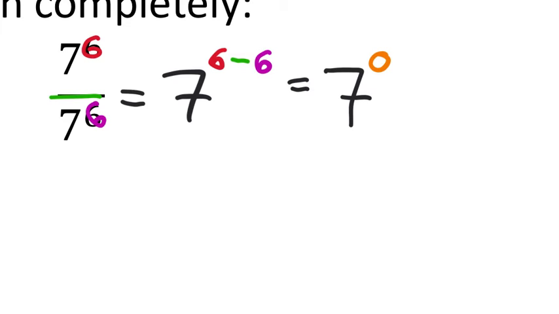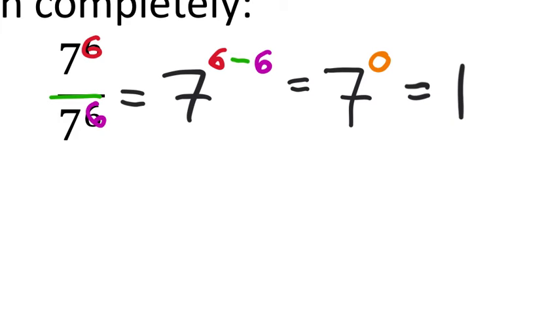Yeah. Look back here in the beginning. This is 7 to the power of 6 divided by 7 to the power of 6. Now, I just barely said this, but if you ever take something, doesn't matter what it is, and divide it by itself, you end up with 1. Anything divided by itself is 1.